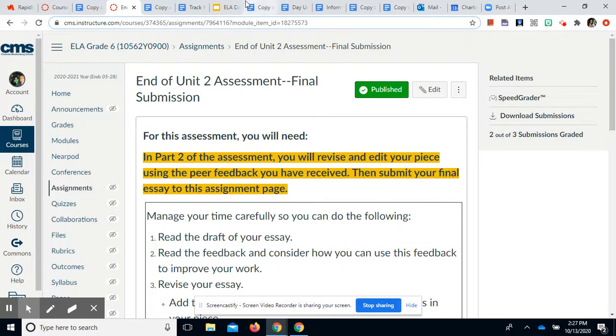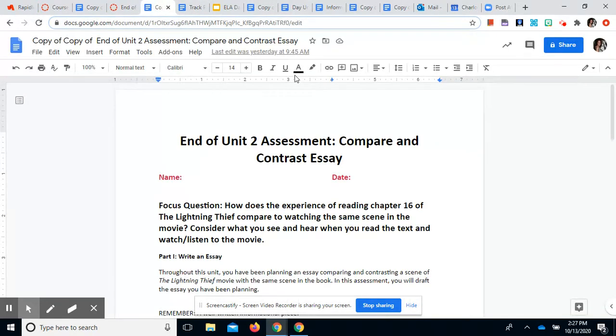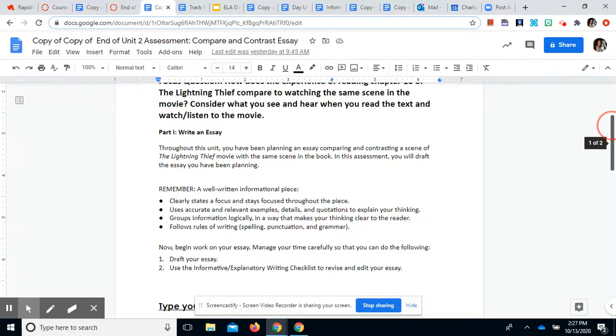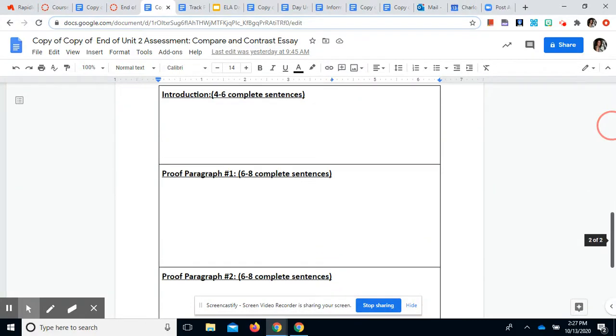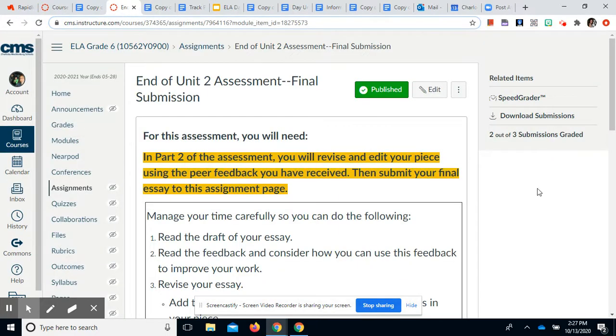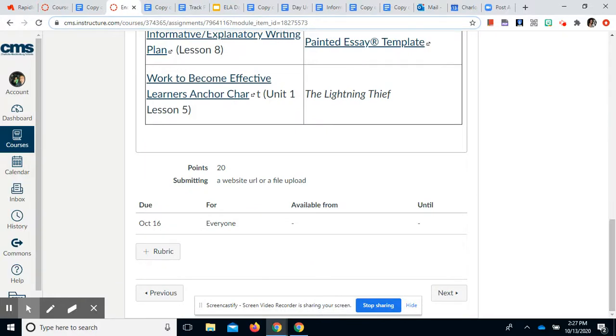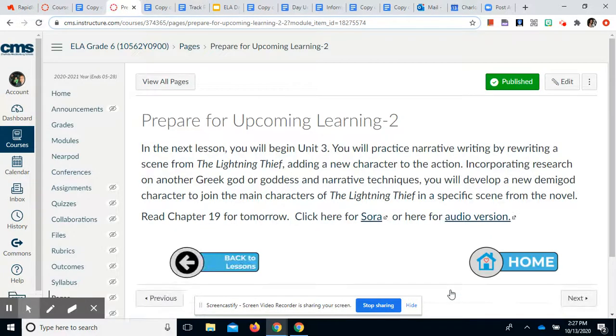So this is where your copy of the compare contrast essay from yesterday's lessons, lessons 12 and 13, where you constructed the entire essay on this page, will be submitted to this assignment. And then after you have done that, we are moving on with Unit 3, Lesson 1 tomorrow, beginning with Chapter 19.